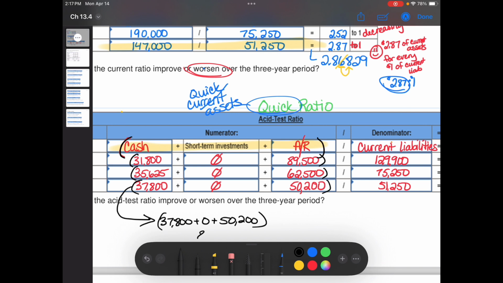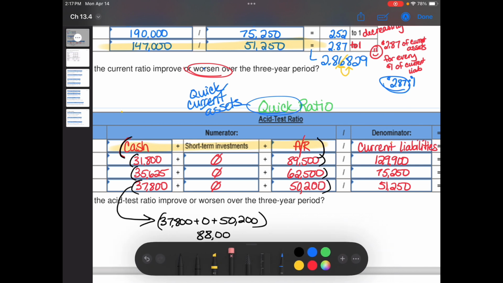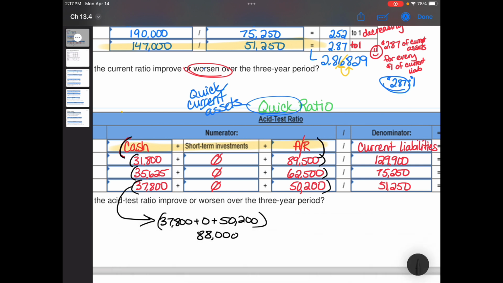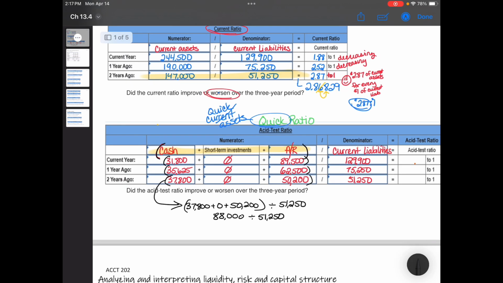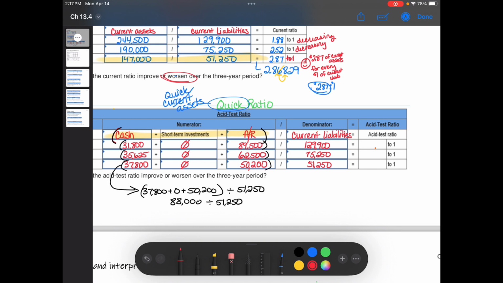And when you do that, it's actually a pretty number. It's $88,000. Then you divide it by the current liability, which is $51,250. So you do that, the addition first, the numerator first, and then you'll get these answers.